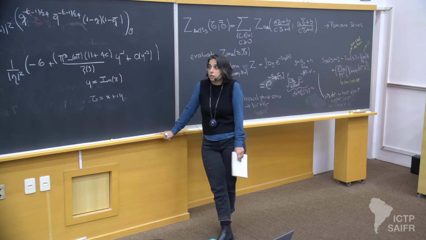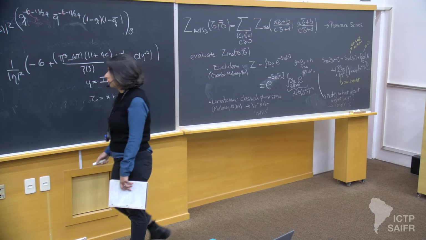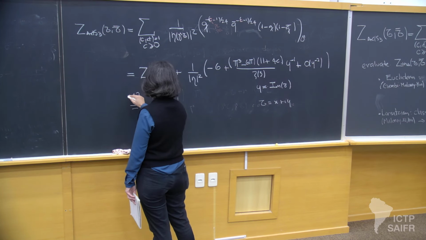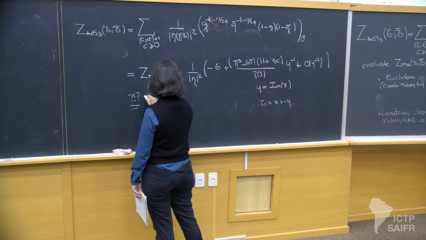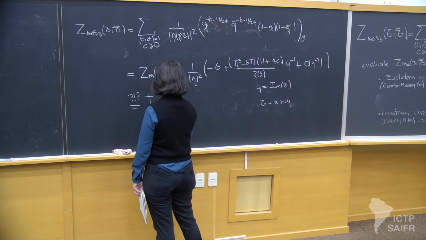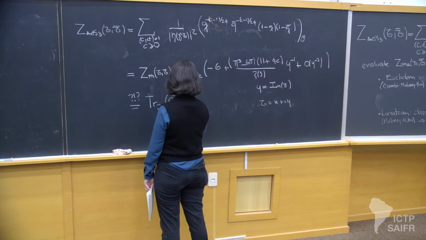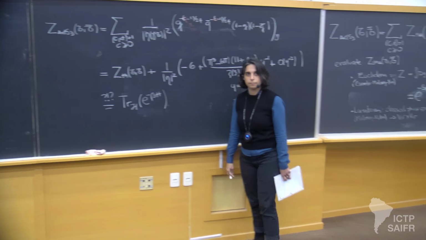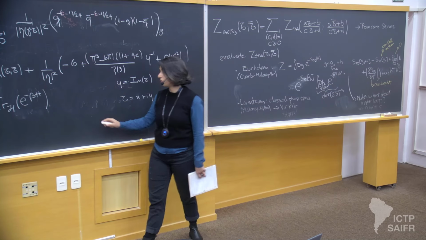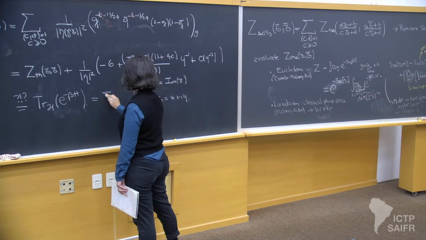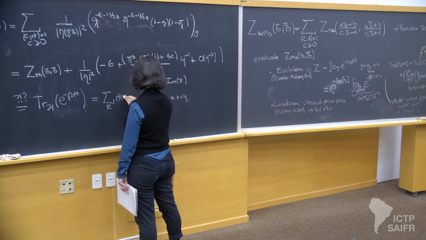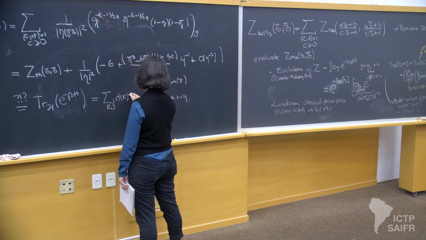So I guess the question is, and it was the question that we were asking, does it look like a trace? Or if you want, does it look like a sum over energies where you have degenerate energies, and well, I guess here we have energies and angular momentum.